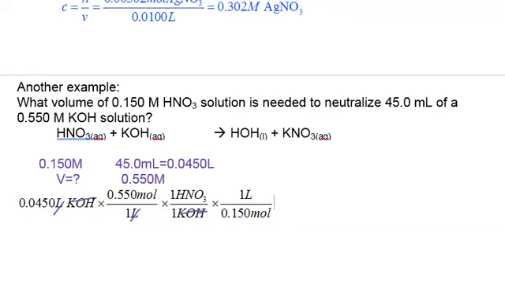And then we can work out the math. So multiply 0.045 times 0.55, multiply by 1, divide by 1, so we can skip that in our calculators, and then divide by 0.0150 moles, and we get 0.0165 liters of nitric acid. So hopefully those 2 examples help you out a little bit in how we look at solution stoichiometry.